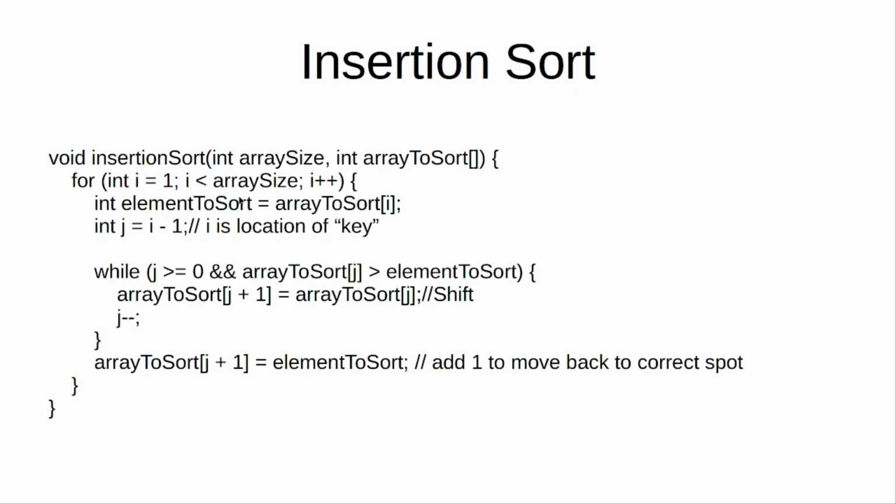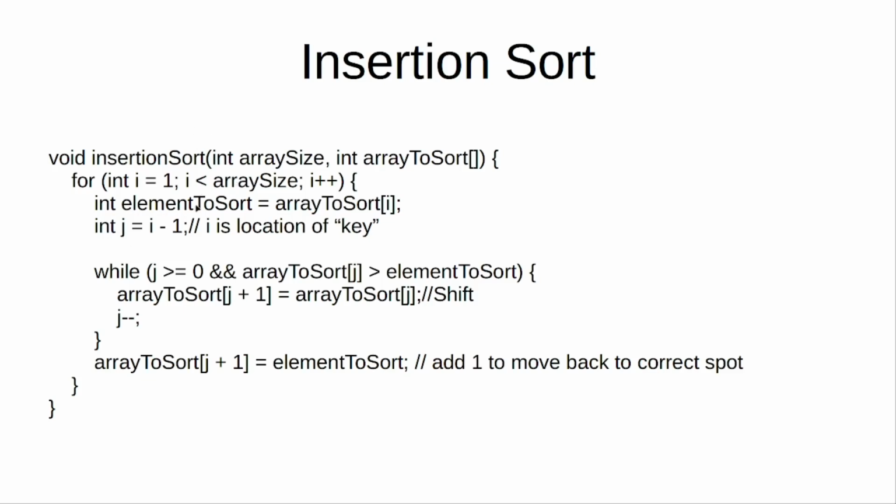It's commonly called a key. It holds the current value being inserted, while elements in the sorted portion are shifted over to make space. So this is what that implementation would look like. It will take the size of the array, it will take the array that you want to sort, and it's going to loop n-1 times.